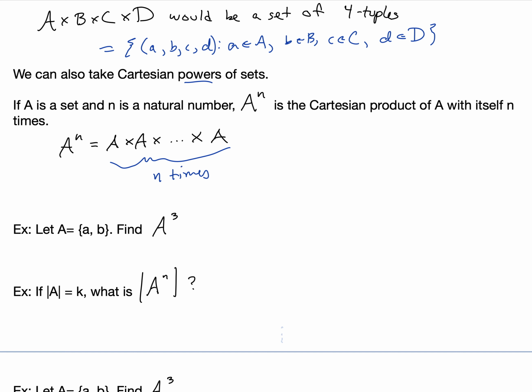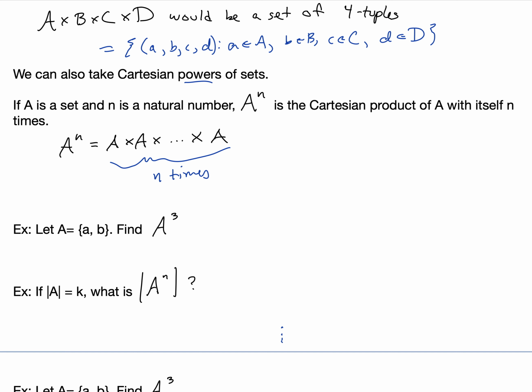So here are 2 quick ones to try. If we let A just be the set containing the elements a and b, then I'd like you to find A to the 3rd power. And now a general question. If the cardinality of A is k, what will be the cardinality of A to the n? So think about those and we'll talk about them together.